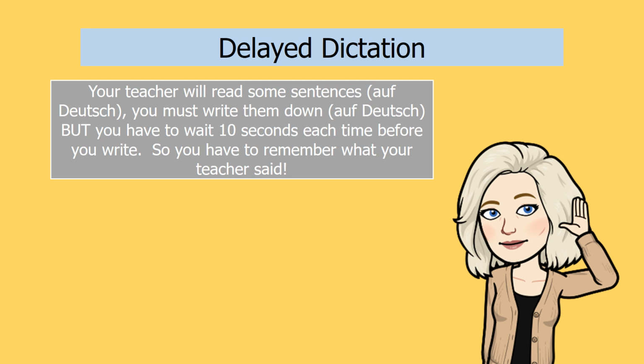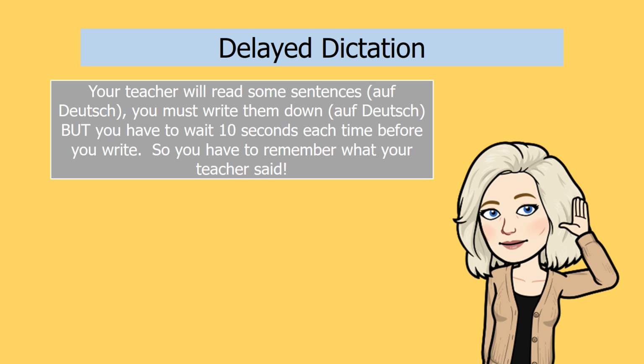Number 2. Ich kann nicht so viel Pizza essen. Ich kann nicht so viel Pizza essen.